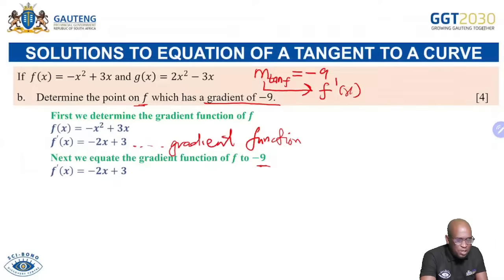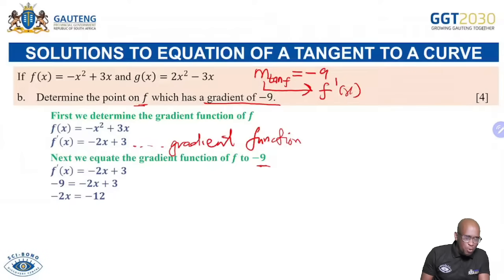If we do that, we get negative 9 equals negative 2x plus 3, and then we are going to transpose the 3 to the left hand side. We get negative 9 minus 3, which is negative 12, is equal to negative 2x. We divide both sides by negative 2, we get x is equal to 6. That is the x value of the point of tangency, or what we call the point of contact, all right?